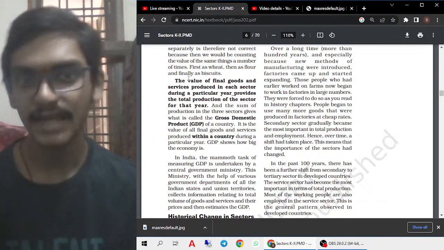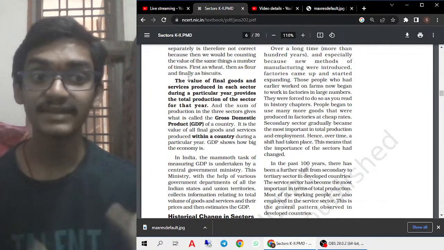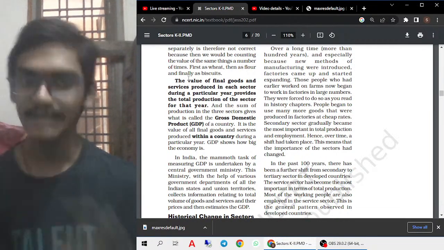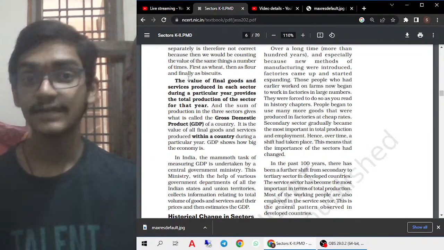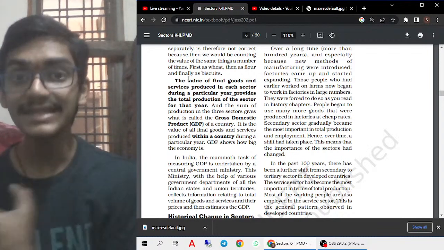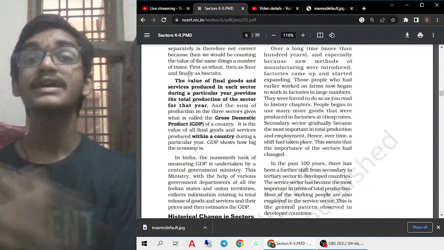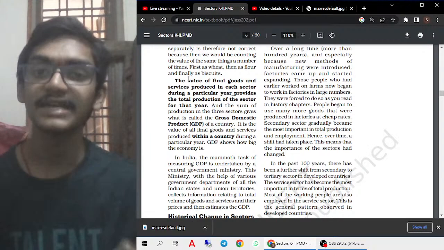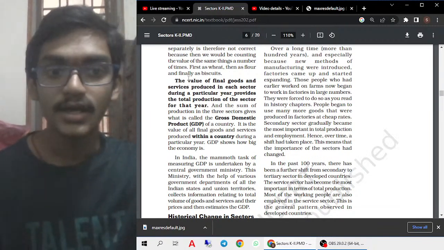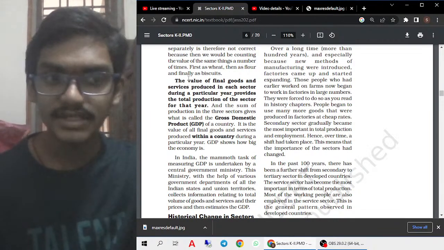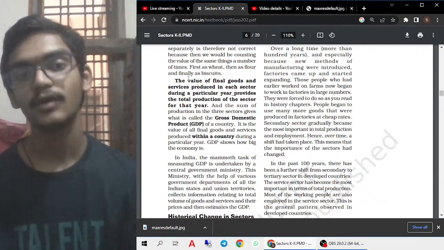The value of each and every product of that respective sector will give us the total value of that sector. Then how do we calculate the GDP? GDP will give us the value of all the three sectors combined together. The value of all the production activities of the three sectors combined together gives us the GDP, the gross domestic product. So it is the value of all the goods and services produced within a country during a particular year that gives us the GDP of the country.